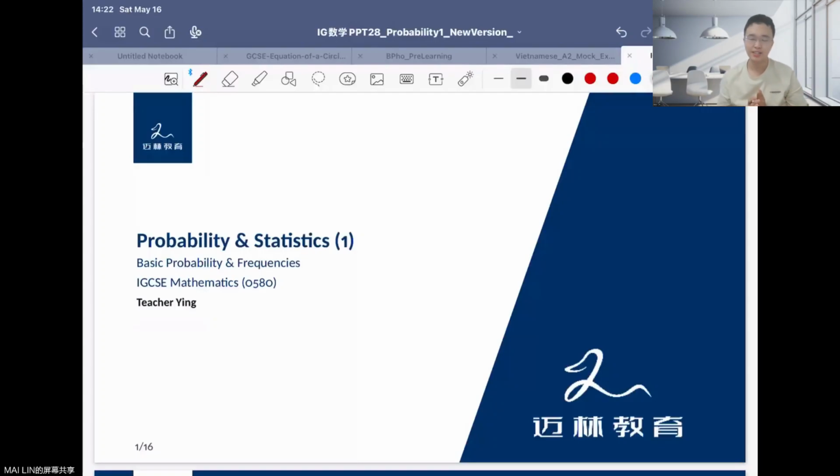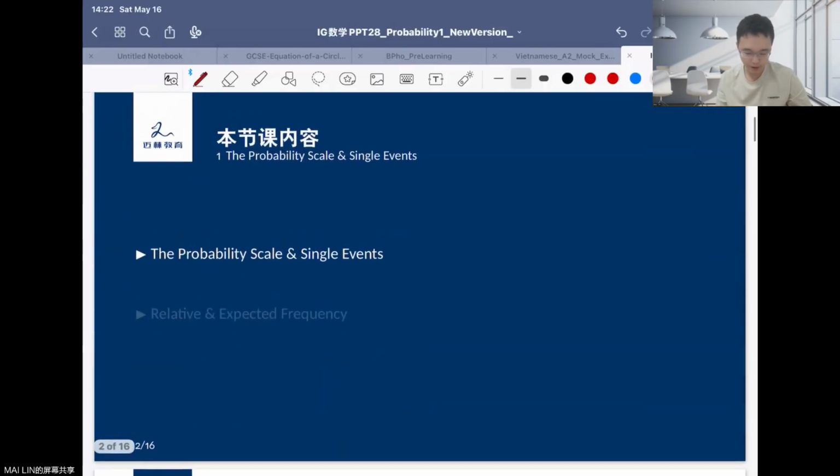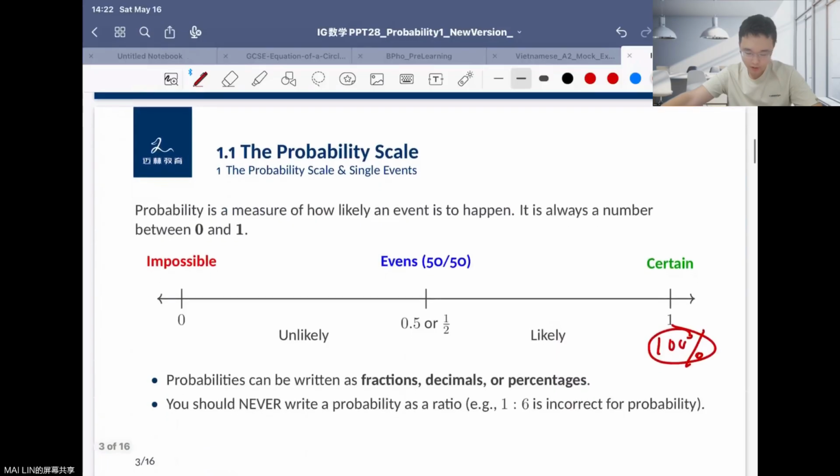Okay, hello guys. Today we're talking about probability and statistics one. It's our first lesson on probability. Let's move into the first part about the probability scale and the single event. So first, what is a probability scale?